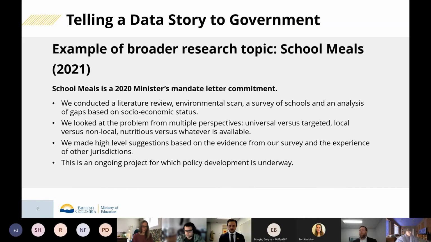And because it's an ongoing project, we don't actually have a policy decision. So this is really about what we did and how we then approached the minister to inform her so she can think about where to go. And the policy folks in the ministry will now develop this based on the minister's direction. So Keith, is there anything you want to add to what I've said here?